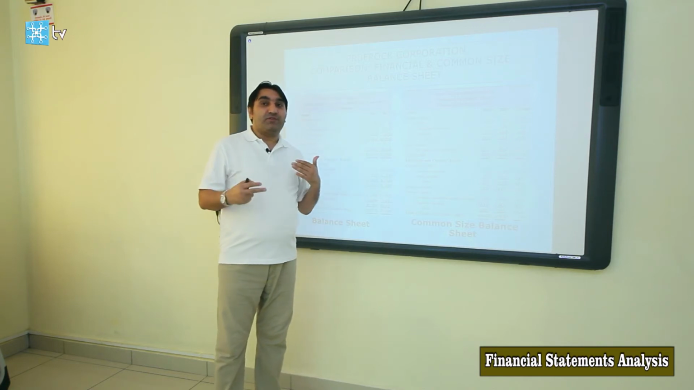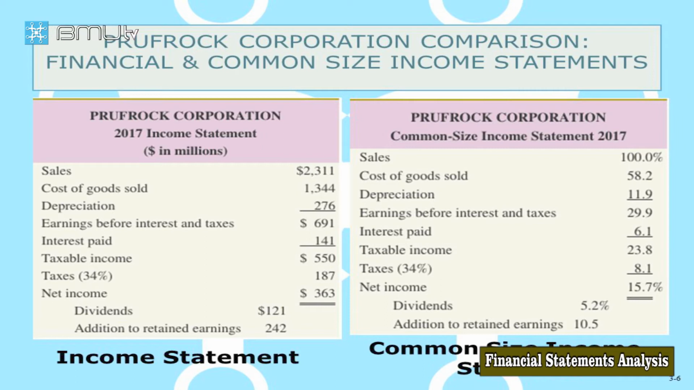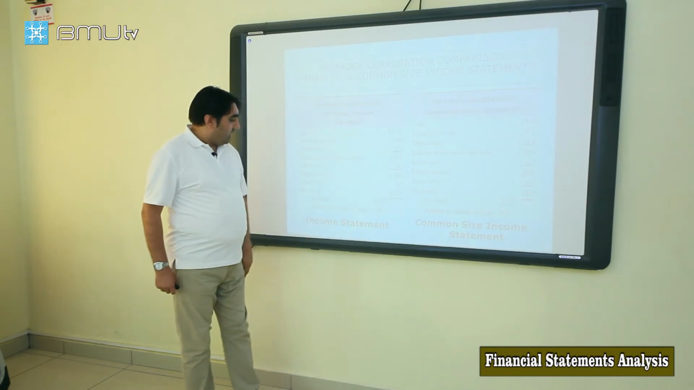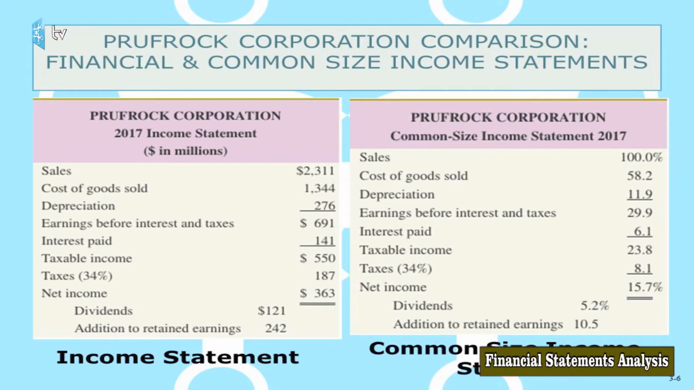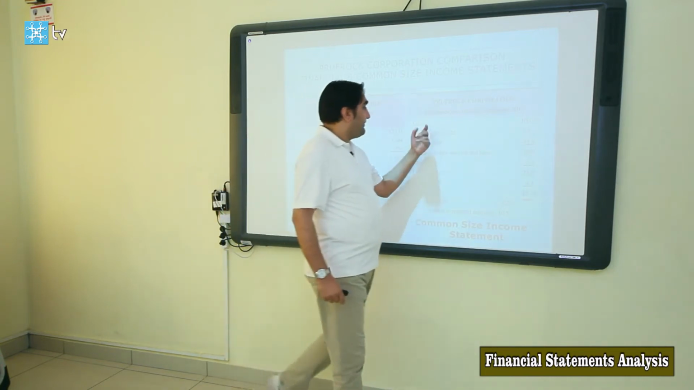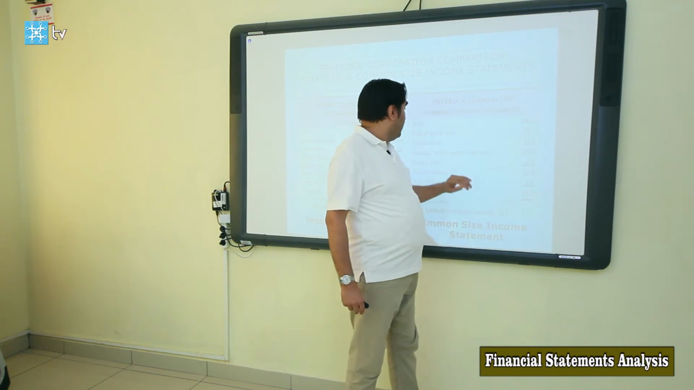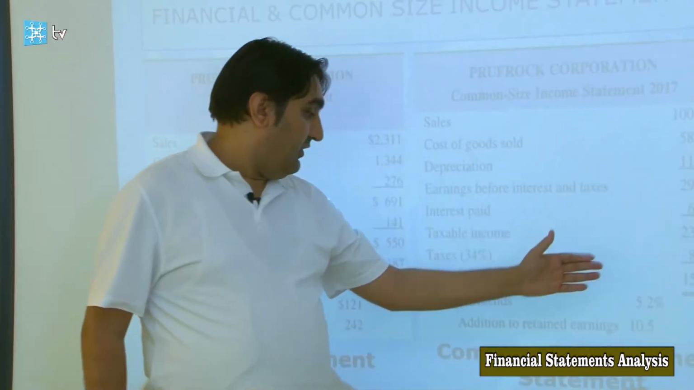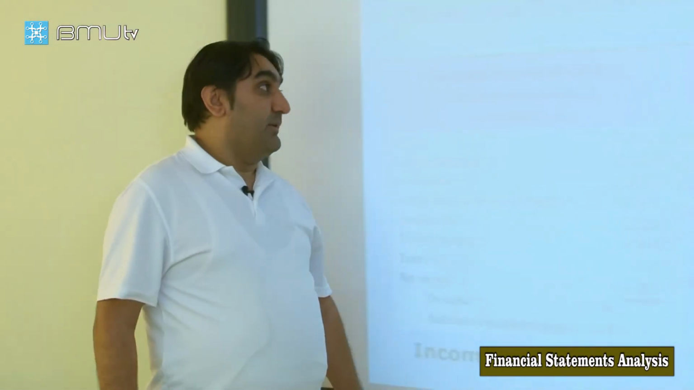Applying the same approach, we can also generate a common size income statement. In a common size income statement, we report all income statement items as a percentage of total sales. For example, for Prufrock company, in 2017, it has sales of 2.3 billion. It has costs of 1.3 billion and others. As I said, companies may have different size or report statements in different currencies. So to compare these companies, we convert all income statement items to a percentage of total sales. Here you see sales is 100%, then COGS is 58.2%, depreciation, EBIT, interest, and others. The net income is 15.7% of total sales. 5.2% of sales is paid out, 10.5% is retained in the company for new projects.